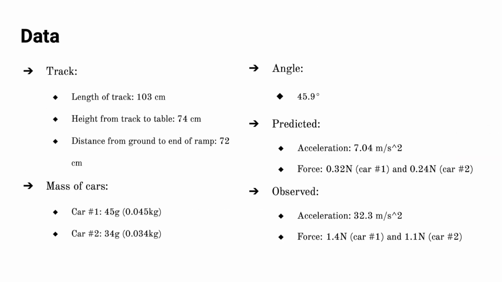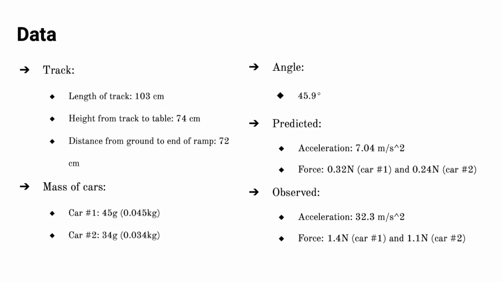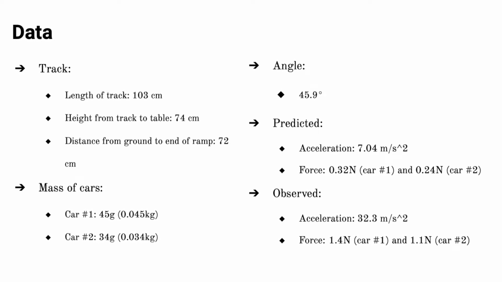The distance on the ground from the table to the end of the ramp was 72 centimeters. The height of the track from the ground to the table was 74 centimeters, and the length of the track was 103 centimeters. Also, the angle of the car was 45.9 degrees.